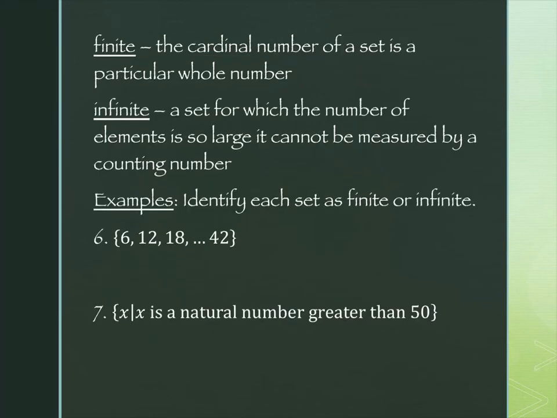A couple of ways to describe sets are finite versus infinite. So finite means the cardinal number for a set is a particular whole number. It could be big, right? It could be 10,246. Right? But it means that if you had long enough and wanted to, you could count it. It has a whole number defined to it.